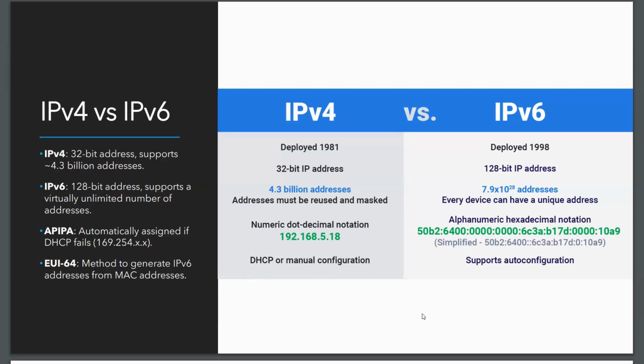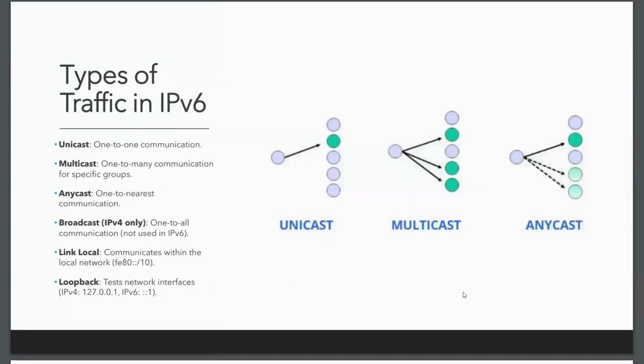You may have come across APIPA, which is a feature in both V4 and V6 that automatically assigns an address if no DHCP server is available. For V6, EUI-64 is a method of generating addresses from a device's MAC address. IPv6 also introduces new traffic types like unicast, multicast, and anycast.